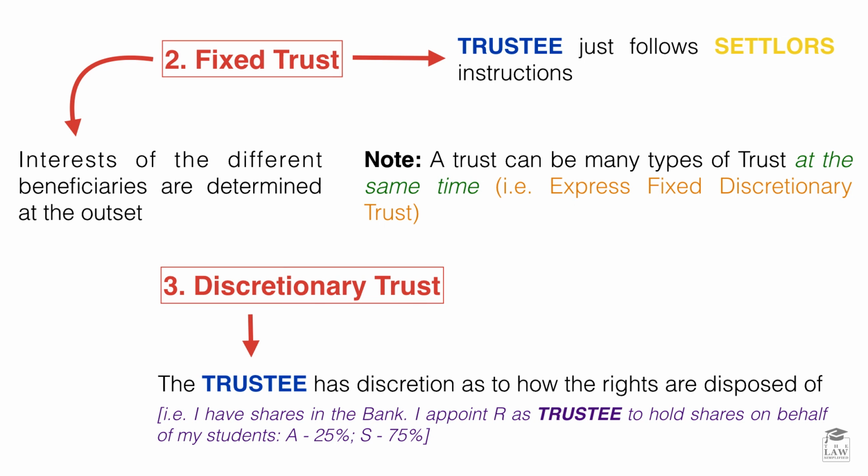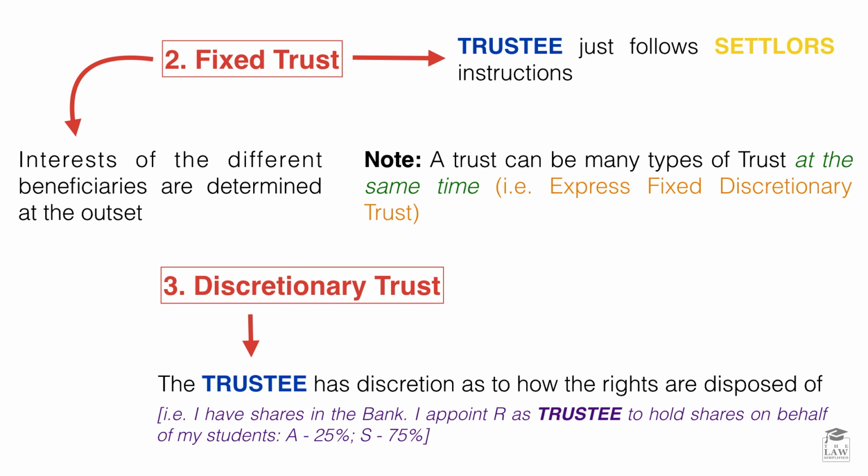So the interests of the different beneficiaries are determined at the very outset. So the settlor might have created a trust outlining who gets what. Conversely, a discretionary trust is where the trustee has the discretion as to how the rights are disposed of. Now, this might seem to contravene the intentions of the settlor, but for example, what a discretionary trust does is, in an instance where, let's say, I have shares in a particular bank and I appoint R as the trustee to hold these shares on behalf of my students, and in a particular proportion, for instance, student A rather gets 25%, whereas student S gets 75%.